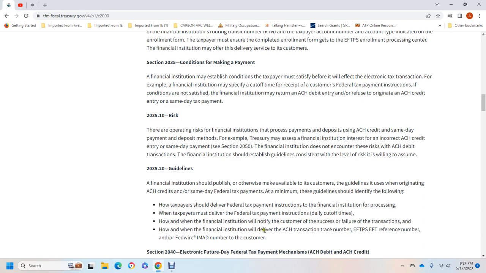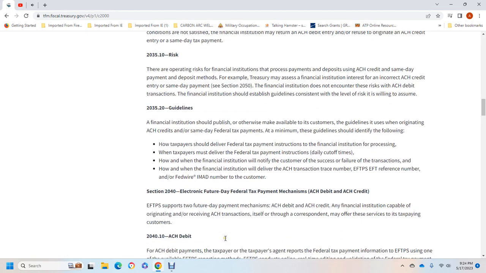How and where the financial institution will deliver the automatic clearinghouse transaction trace number, electronic federal tax paying system and electronic fund transfer reference number, and FedWire IMAD number to the customer. Section 2040, electronic federal future day federal tax payment mechanism, automatic clearinghouse debit and automatic clearinghouse credit. Electronic federal tax paying system supports the two future day payment mechanisms: automatic clearinghouse debit and automatic clearinghouse credit. Any financial institution capable of operating and receiving the automatic clearinghouse transactions itself or through a correspondent may offer the service to tax-paying customers.